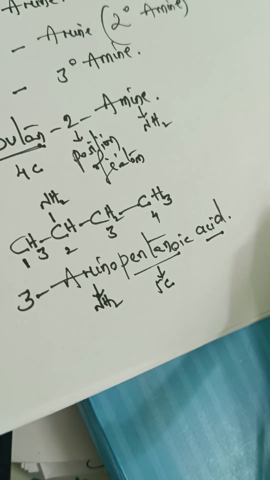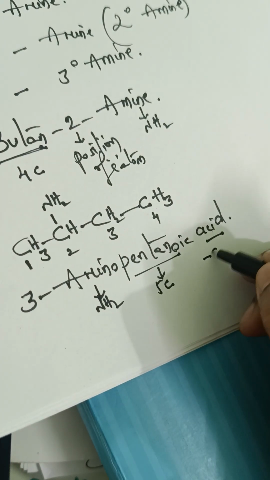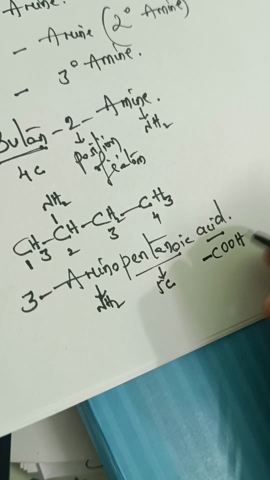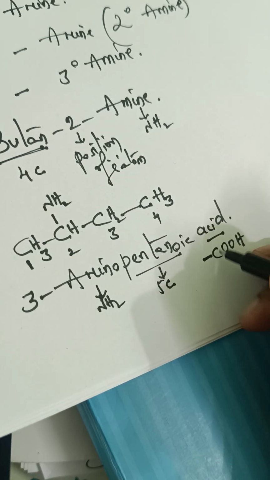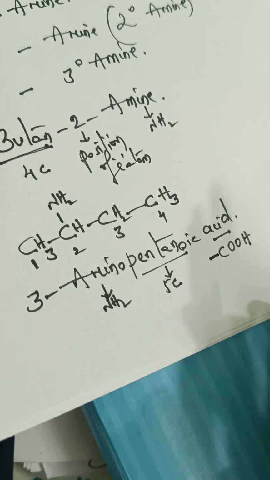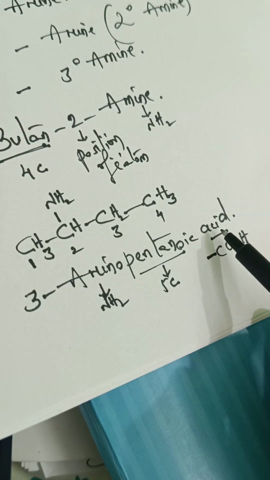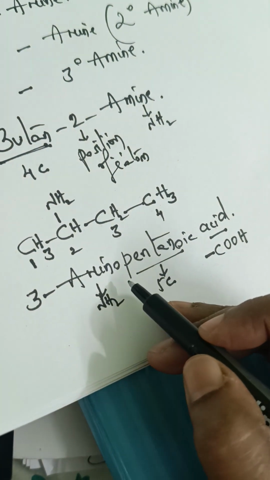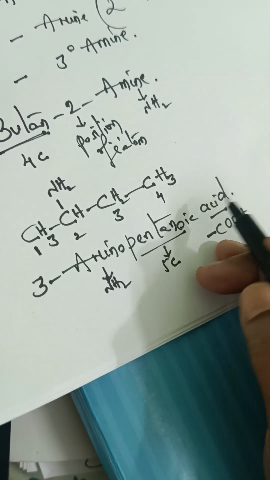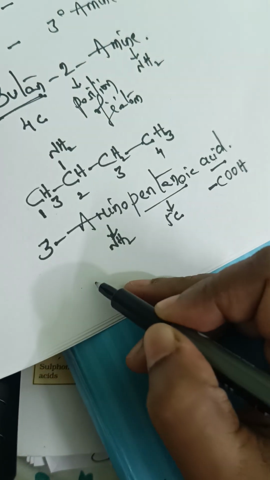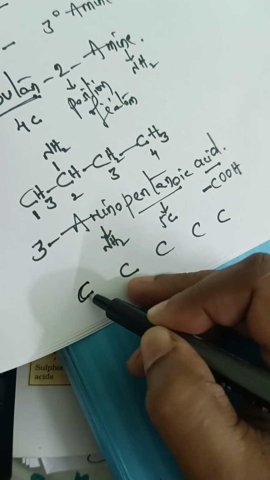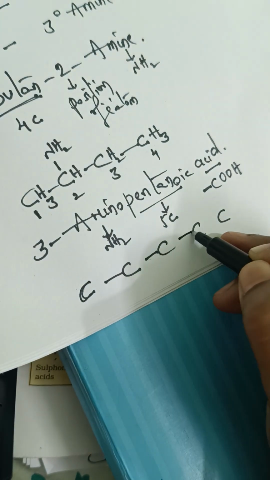Acid, see here, one more functional group is there. Acid means you should add the COOH group. You should have the COOH functional group. Here how many functional groups are there? One is amino and one is acid. Here, this is the substituent. Now you take pentanoic acid. Penta means 5 carbon atoms. You just place 5 carbon atoms, and then you place the bonds here.